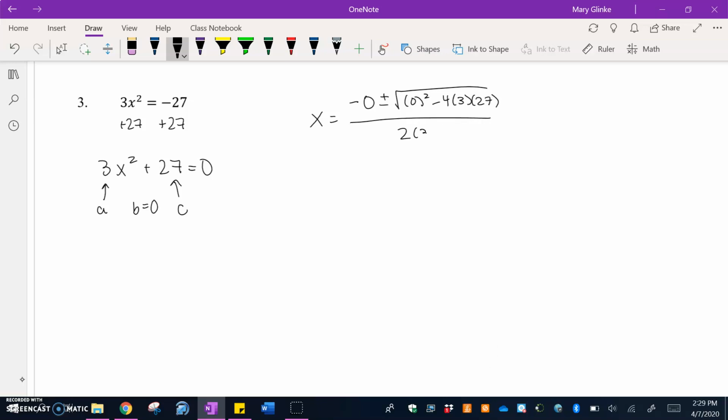all over 2a. Once again, we're going to take everything under the square root and simplify this first. So underneath your square root here, we're going to end up with negative 324 when we put that all together. All over 6. 0 plus or minus anything is just going to be whatever that plus or minus thing is. So I'm not going to write the 0 anymore because it's not actually changing my answer. The square root of negative 324.